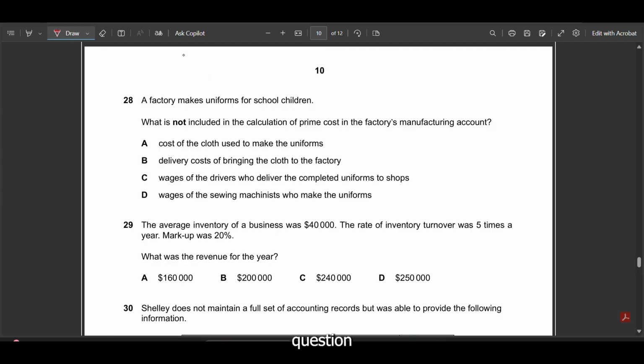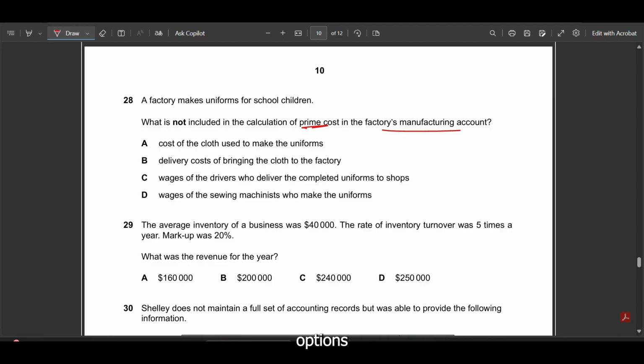Moving ahead with the next question, question number 28. A factory makes uniform for school children. What is not included in the calculation of prime cost? Okay, in the factory manufacturing account. Again, a question from manufacturing account.